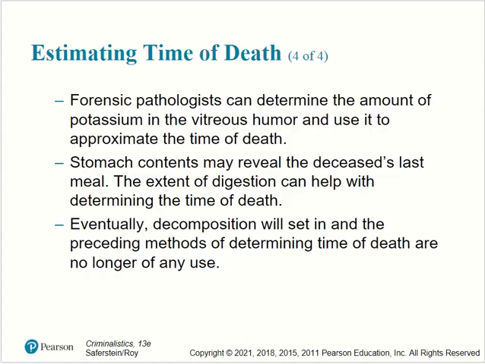Estimating time of death. A forensic pathologist can determine the amount of potassium in the vitreous humor and use it to approximate the time of death. Stomach contents may reveal the deceased's last meal. The extent of digestion can help with determining the time of death. Eventually, decomposition will set in, and the preceding methods of determining time of death are no longer of any use.